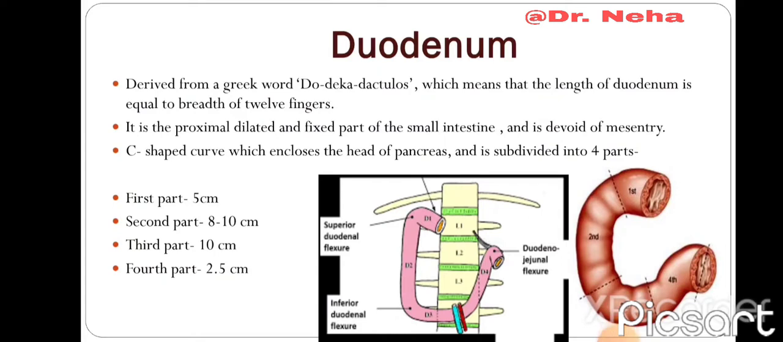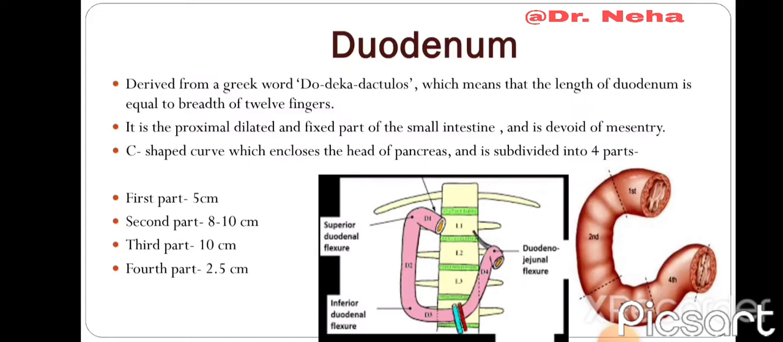Today I am going to discuss the anatomy of the duodenum. The word duodenum is derived from a Greek word, dodecadactylos, which means that the length of the duodenum is equal to the breadth of 12 fingers. It is the proximal, dilated and fixed part of the small intestine and is devoid of mesentery. It has a C-shaped curve which encloses the head of the pancreas and is subdivided into four parts.